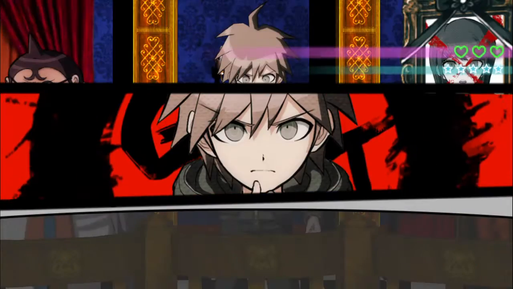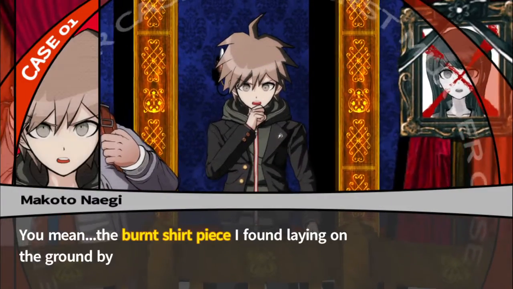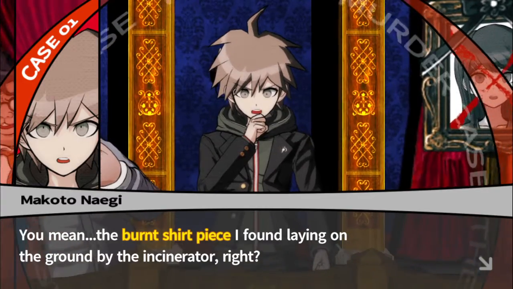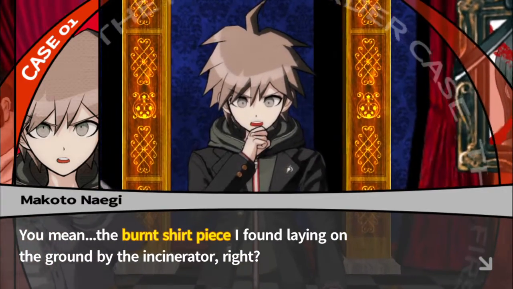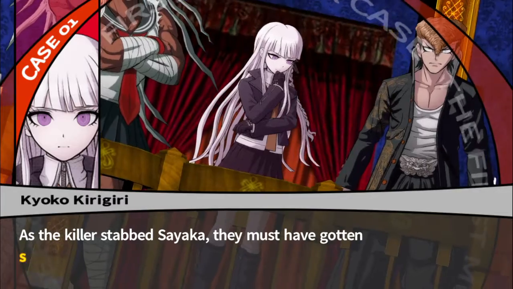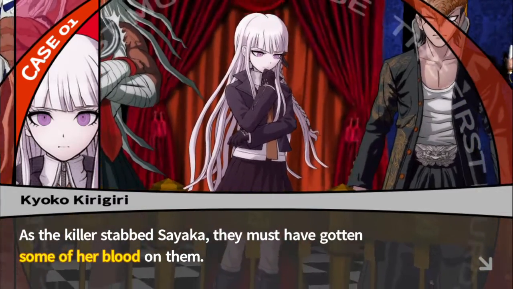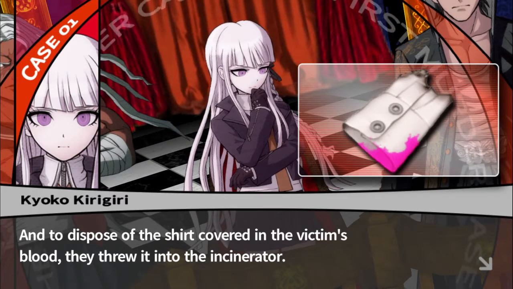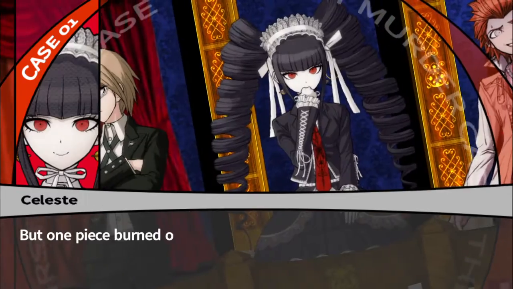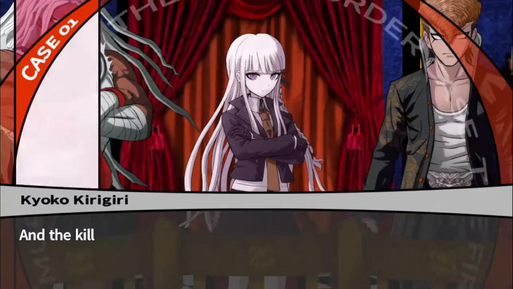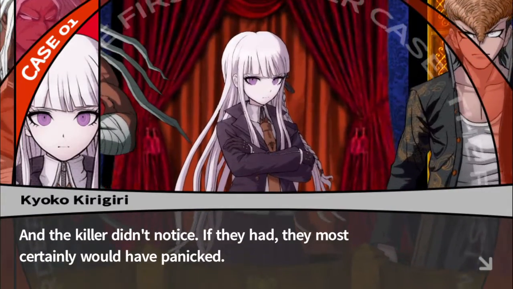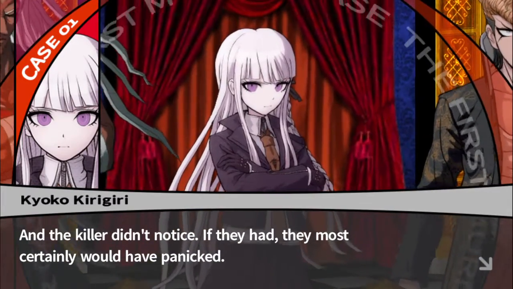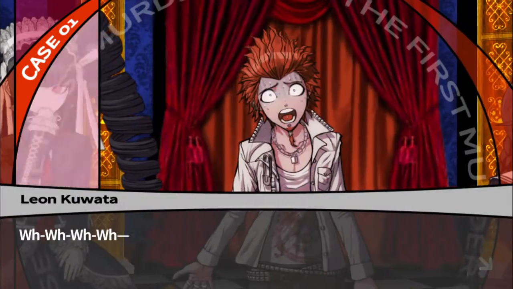I got it! You mean the burnt shirt piece I found laying on the ground by the incinerator, right? As the killer stabbed Sayaka, they must have gotten some of her blood on them. And to dispose of the shirt covered in the victim's blood, they threw it into the incinerator. But one piece burned off, and the killer didn't notice. If they had, they most certainly would have panicked. Isn't that right, Leon?